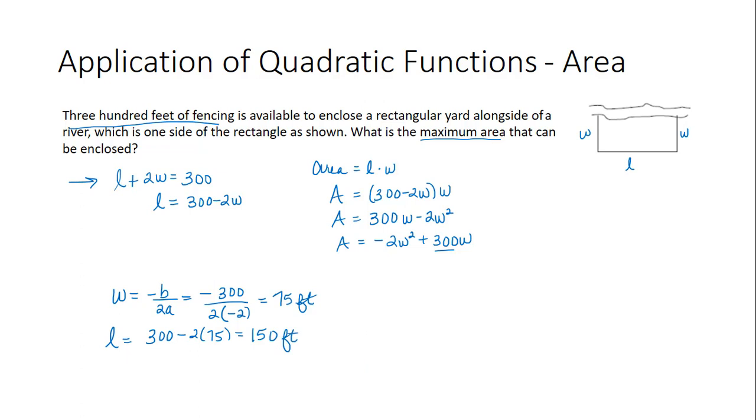So to find the maximum area, we can substitute the value of 75 in our function A to get negative 2 times 75 squared plus 300 times 75. And if you calculate that, you'll get 11,250, and that's in square feet. You could actually also multiply the 150 times 75 to get that value.